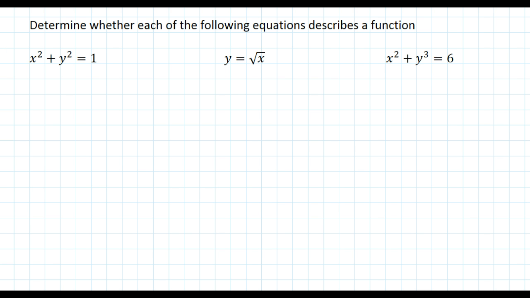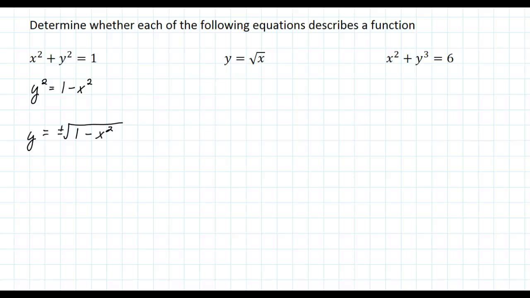So I'm going to go ahead and solve for y. I'll subtract x squared from both sides, and I'll get y squared equals 1 minus x squared. And now when I take the square root, I have plus or minus the square root of 1 minus x squared. So you can see for every x value I plug in, except for 1 and negative 1, I'll end up with two y values.